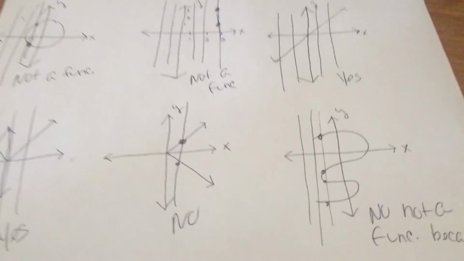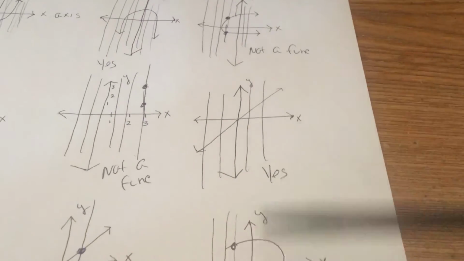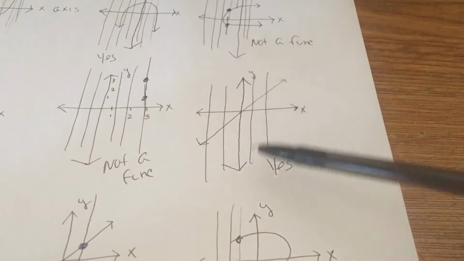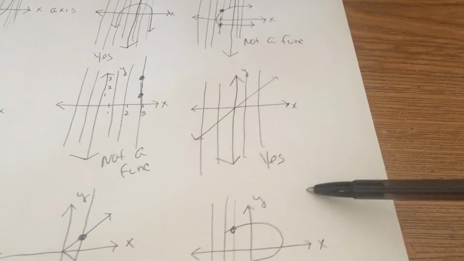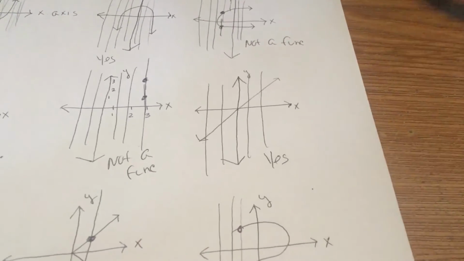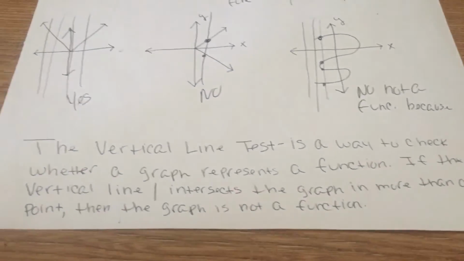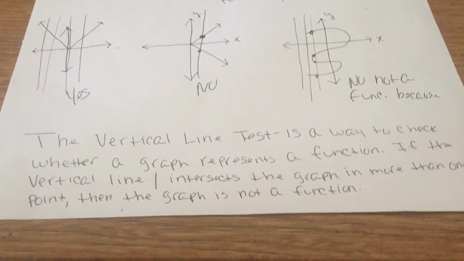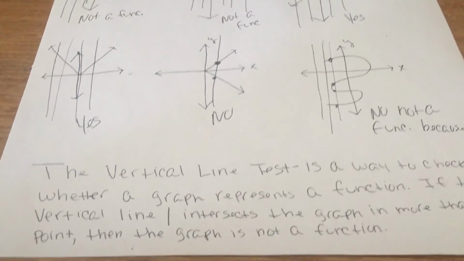So on the test, when I give you a visual of a graph, you will have to tell me if it's a function or not. If it's a function, just say yes, it is a function. If it is not a function, you will say no, it is not a function because it intersects the graph at more than one point. So this is just a sneak preview of what we will be discussing next.